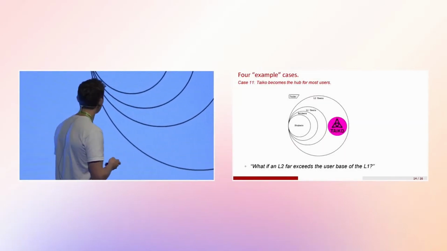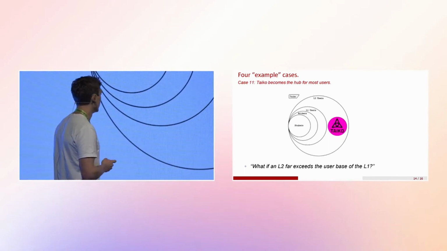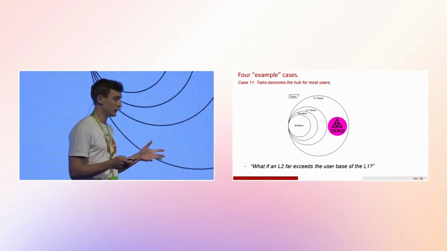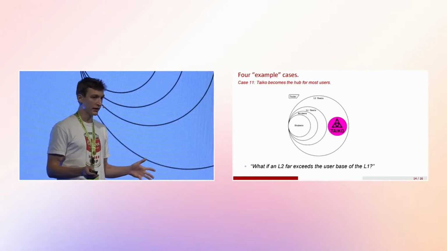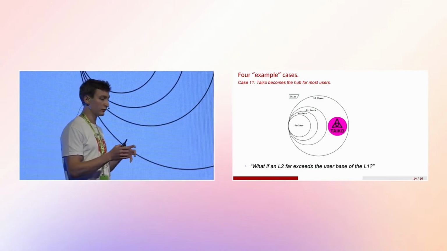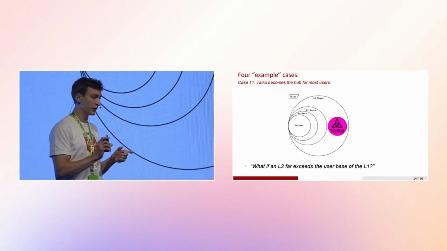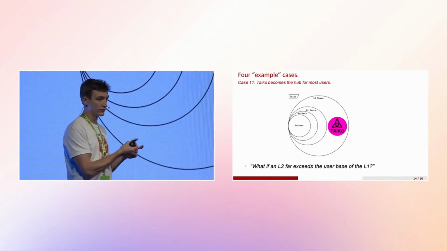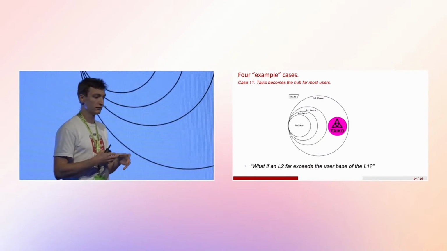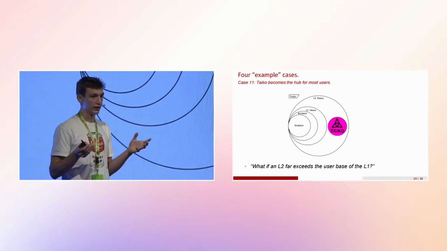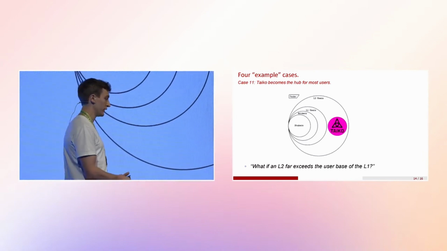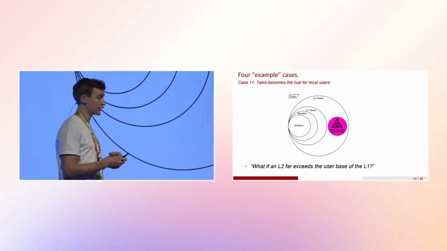Case 11, Taiko becomes the hub for most users. Up until this point, we've ignored L2 users, but you could imagine, based on the rollup-centric roadmap, that eventually the number of L2 users should hopefully exceed the number of L1 users. But this also creates a weird relationship where even though the L2 uses the L1 for security, the L1 depends on the L2 in order to have value and to provide real-world impact for the users.